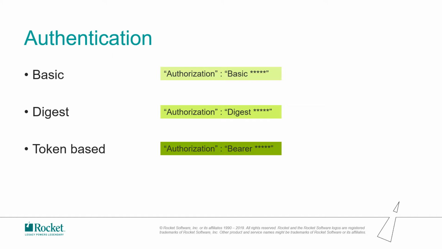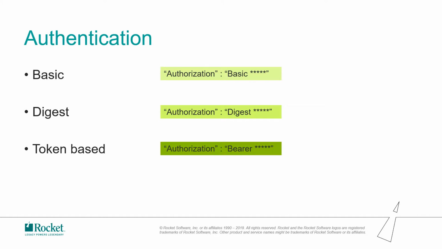In the case of basic, it is only base 64 encoded. So once you have been able to get that header information, you are able to decode the username and password. There are various means by which one can tap into the authorization header.